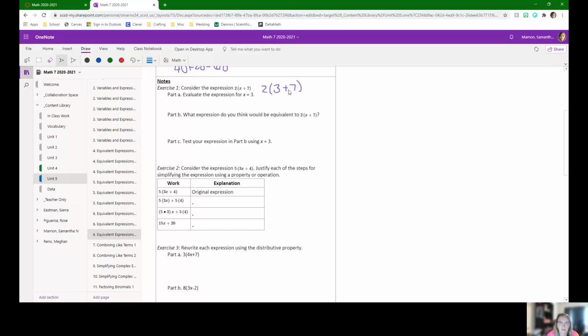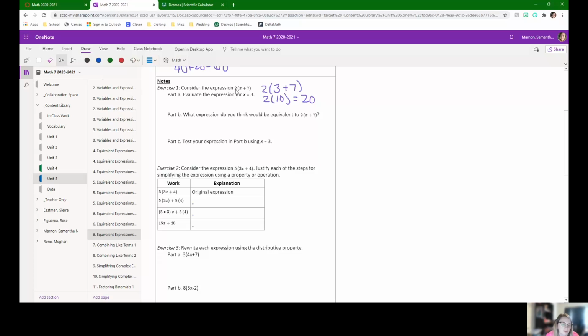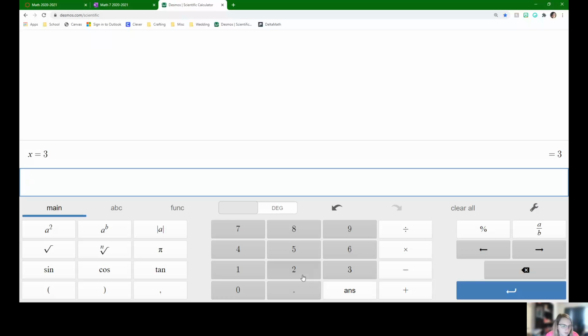I would start in the parentheses. 3 plus 7 is 10. I have 2 times 10, which is 20. If I wanted to use this on the Desmos calculator, I would first need to tell my calculator x equals 3 and then hit enter. Now we can type in this original expression, 2 times the quantity x plus 7.